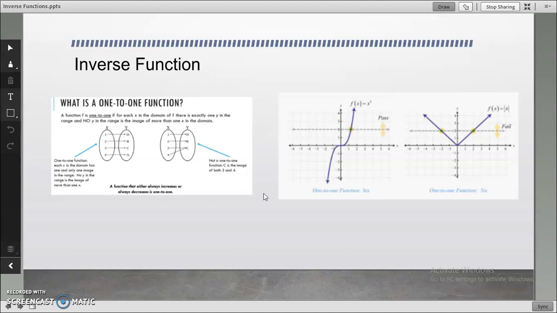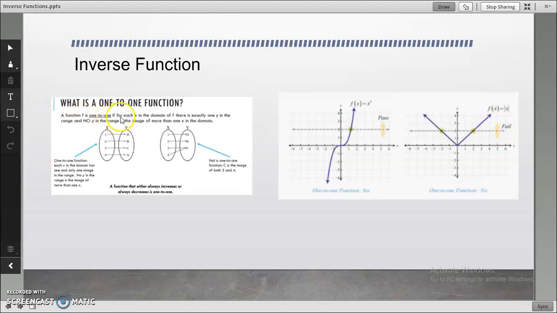One of the ways to test if a function is one-to-one is the horizontal line test. So here we see this horizontal line, not the vertical, right? Because that's for testing if it's a function, but to test if it has an inverse function, it has to pass the horizontal line test. So this one is one-to-one, and this one is not one-to-one.